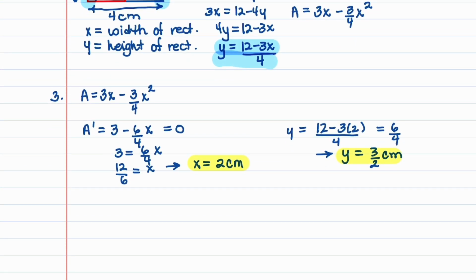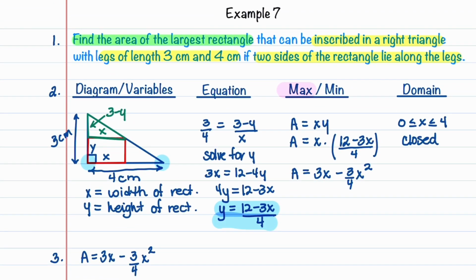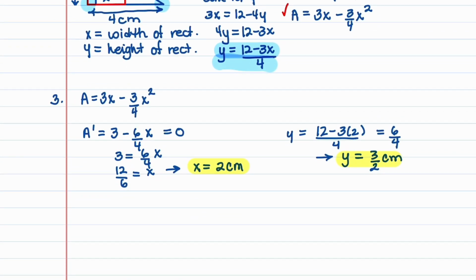Now what we need to do is find our maximum area. We have two equations for the area. Let's go back up here and look. We have this equation and this equation. They're the same thing. I think A is equal to xy is going to be a lot easier to use. So let's use that to find what A is. A is x times y. X was 2 centimeters, and y was 3/2 centimeters. So we get that our area is 3 centimeters squared.